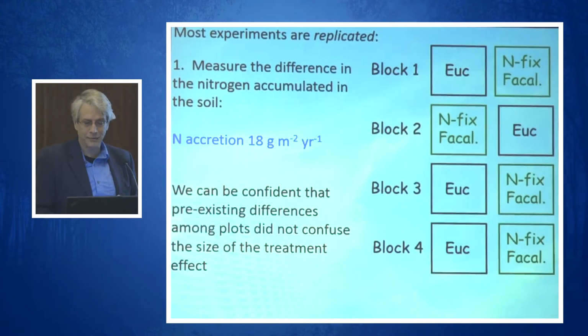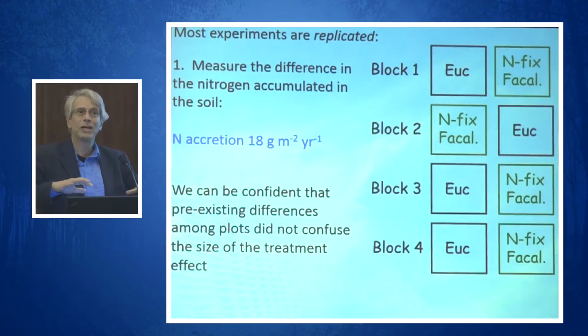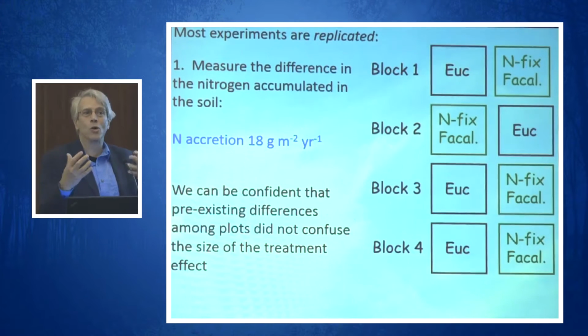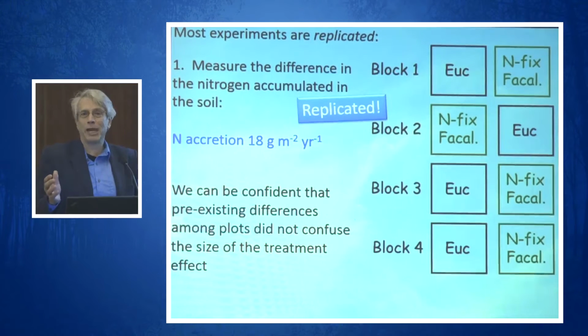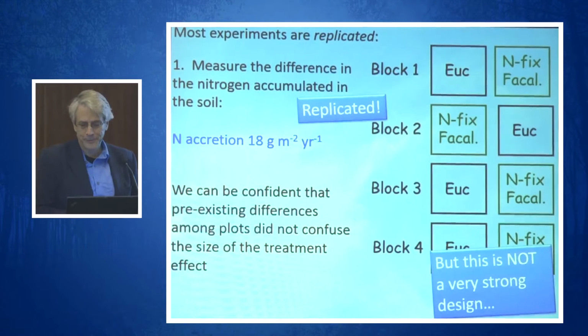And this is a design that lets us have confidence that whatever effect we're saying the trees have, it's not just a pre-existing difference in the soil that our experiment fell on top of. It is, in fact, something that we can evaluate whether it was a random effect or not a random effect. And we have a very significant increase in nitrogen. So we call this replicated, and we think it's a good design, but I'm going to suggest that perhaps it's not as strong a design as we might wish.